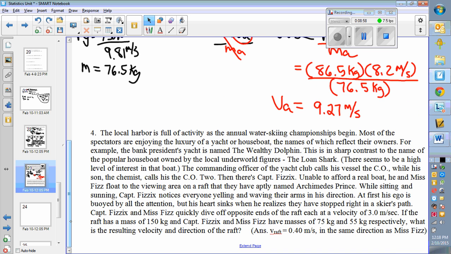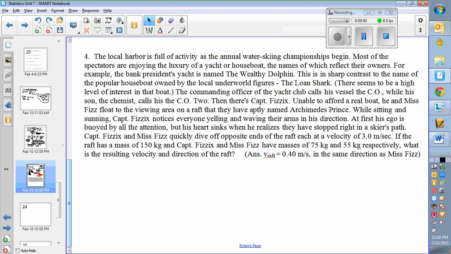All right, last question. Even more puns, terrible as they are. The local harbor is full of activity at the annual water skiing championship. Most of the spectators are enjoying the luxury of a yacht or a houseboat, the names of which reflect their owners. For example, the bank's president is the wealthy Dolphin. This in sharp contrast to the popular houseboat owned by Underwood Figures, The Lone Shark. There seems to be a high level of interest in that boat. The commanding officer calls his vessel the CO, while his son, the chemist, calls his the CO2.